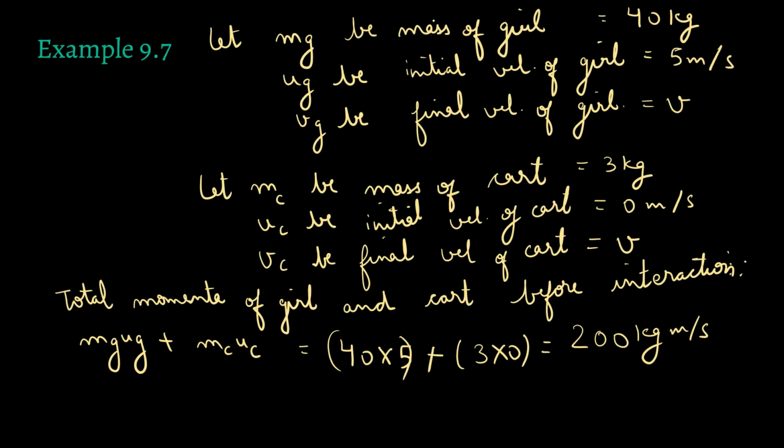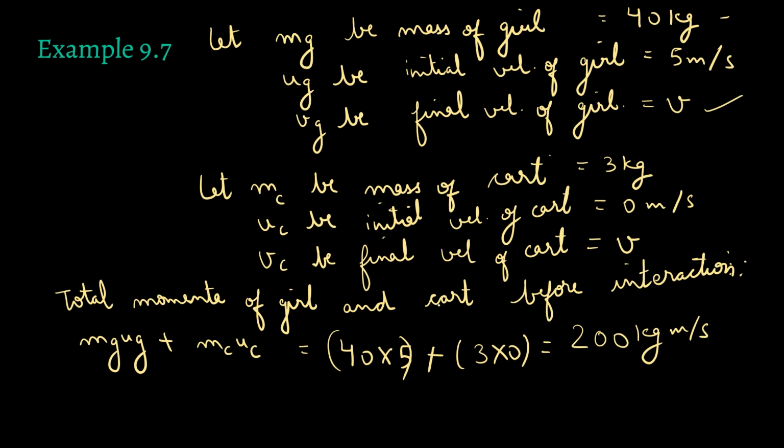So let's do this. Let mg be the mass of girl, which is 40 kg, ug be the initial velocity of girl, 5 meter per second, and vg be the final velocity of girl. Similarly, let mc be the mass of cart, uc be the initial velocity of cart, and since the cart is stationary, the initial velocity is 0 meter per second, and vc be the final velocity of cart, which let's say is v.